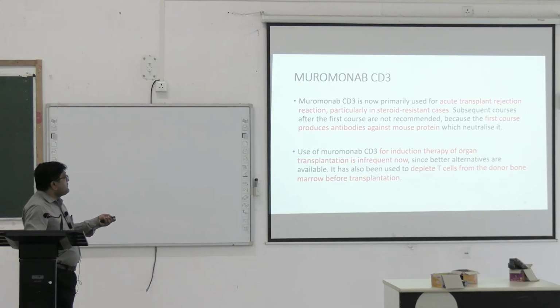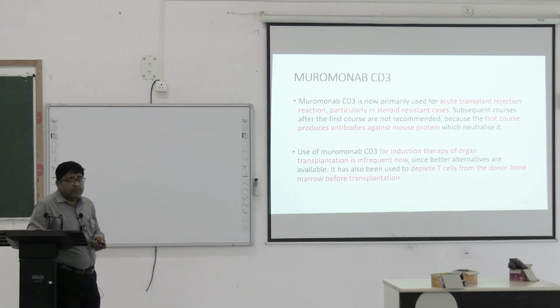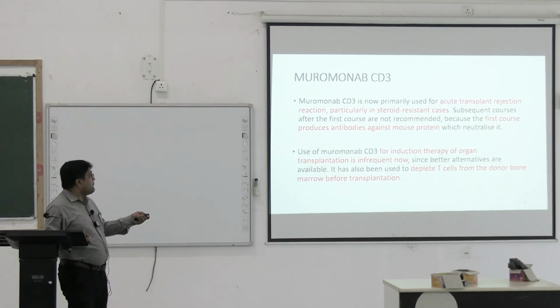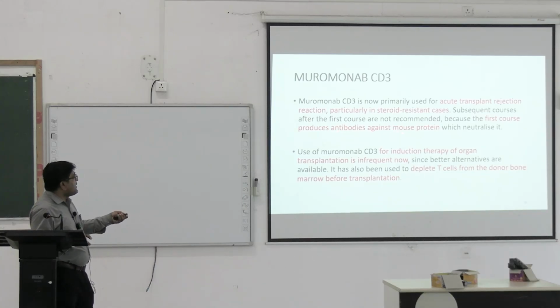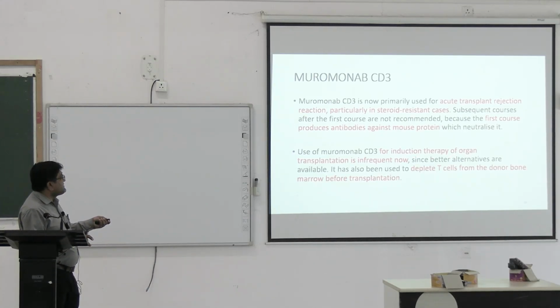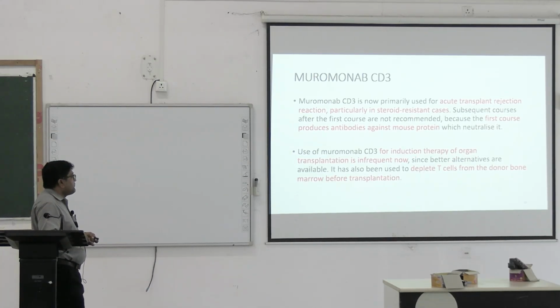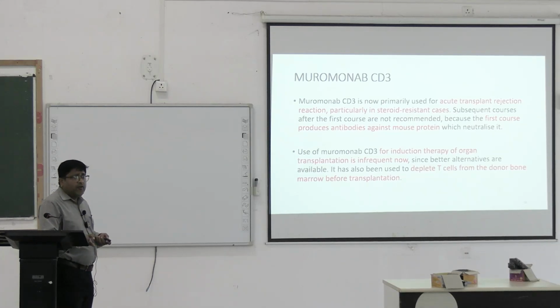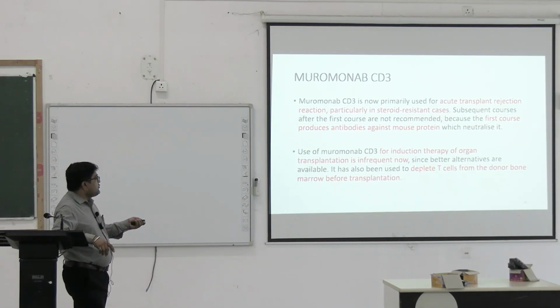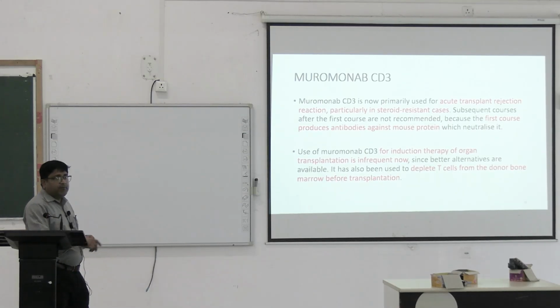Now, generally only one course is given, subsequent courses are not given. Why? Because it is a murine antibody. The first course produces antibodies against the mouse protein which neutralize it. It is also used for induction therapy of organ transplantation, but this is now infrequent with the advent of newer, safer drugs. It is also used to deplete T cells from the donor bone marrow before transplantation.